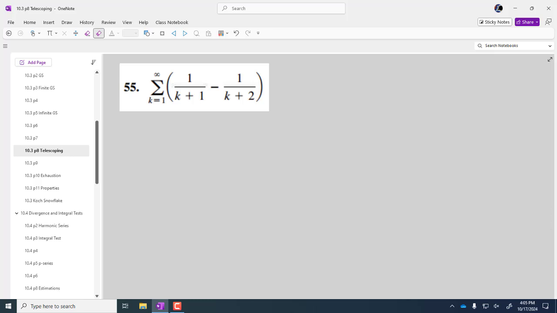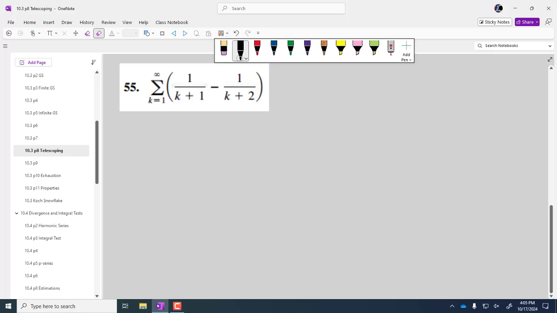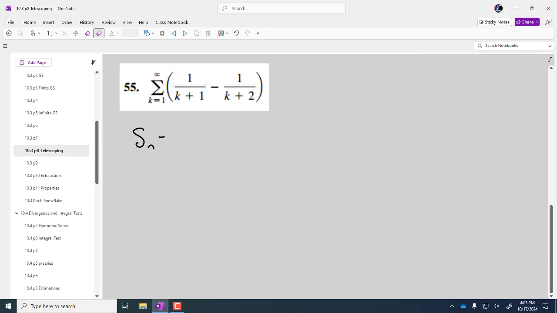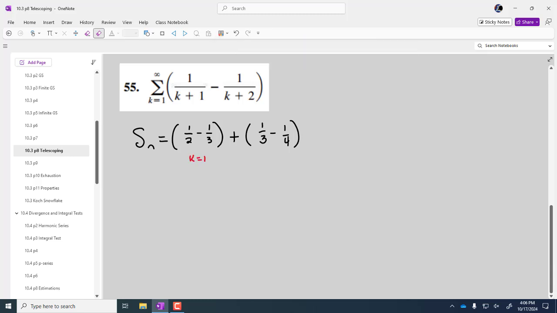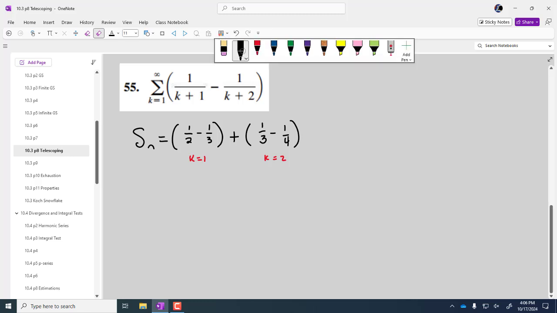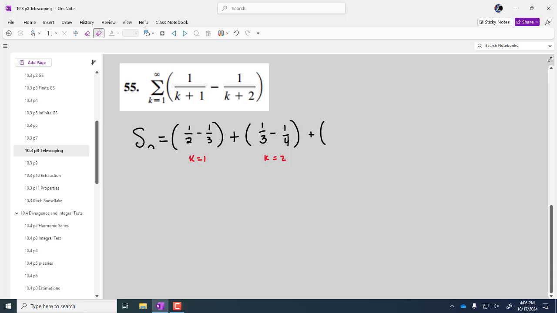All right, so S sub n, sum of the first n terms. We start by plugging in 1, so we get a half minus a third. And a lot of this stuff is going to be easier if you can keep track of your k values. So put your k value below it just to keep track. Once we get to k's not starting at 1, it's going to be really easy to get your indices tangled up. So it's good to just be neat.